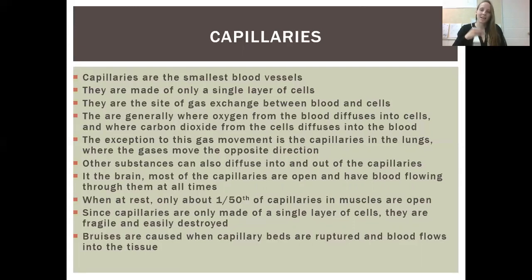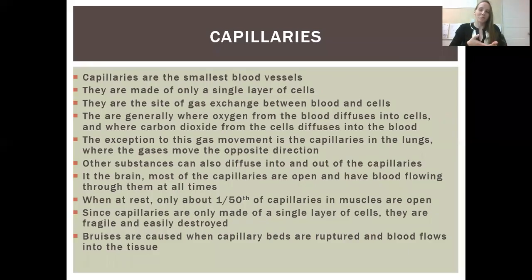So what that means is it is at the capillaries that oxygen moves from your blood into the cells so that the cells can use it for cellular respiration. It's also where carbon dioxide moves from your cells back into your blood so that it can get to your lungs for you to breathe out. So in most places in your body, at most of the cells, that's going to be the direction of diffusion. You will have oxygen diffusing from your blood into your cells, and then you will have carbon dioxide diffusing from your cells into your blood.